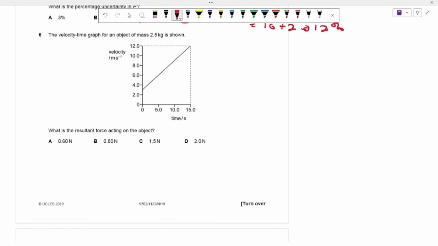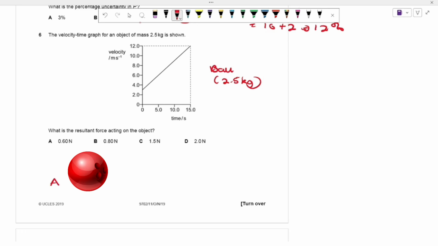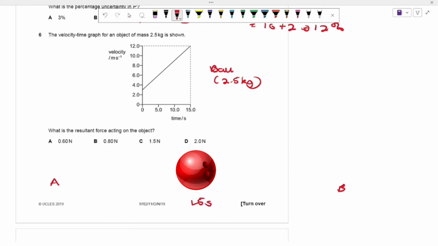The velocity-time graph of an object of mass 2.5 is shown. So I have a ball, right? As you can see over there, my ball has a mass of 2.5 kg. And then the velocity-time graph of that ball, so I'm going to roll that ball, maybe, let's say, from point A to point B. I'm measuring the time taken for it to move from point A to point B. So basically, it's going to take 15 seconds, right?